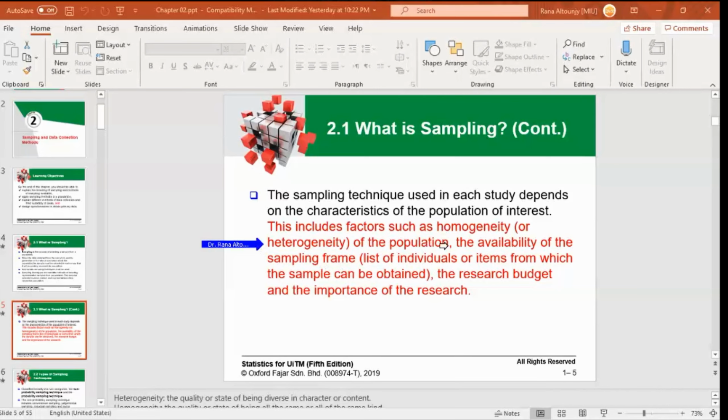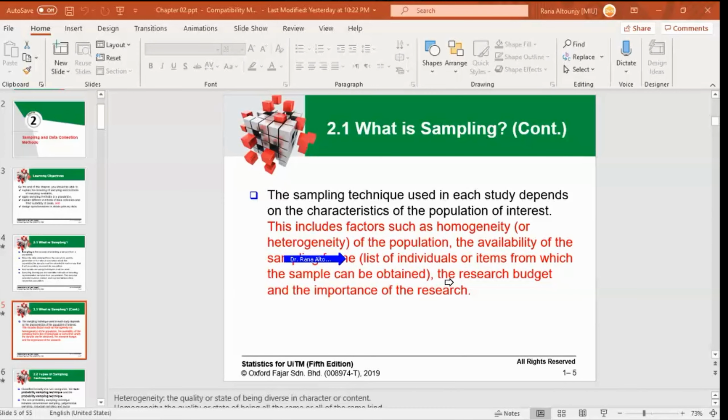Also the availability of the sampling frame, the list of individuals or items from which the sample can be obtained, because in some cases we don't have a list of the population items. We don't have a list of individuals we can choose our sample from. So also here the sampling method will be different.